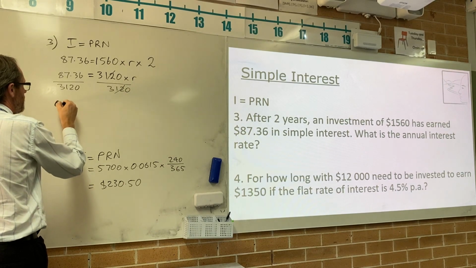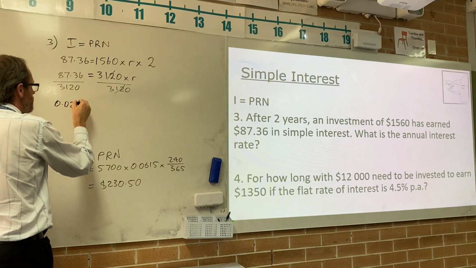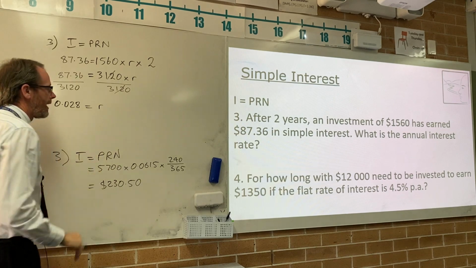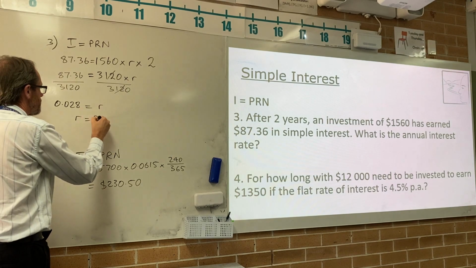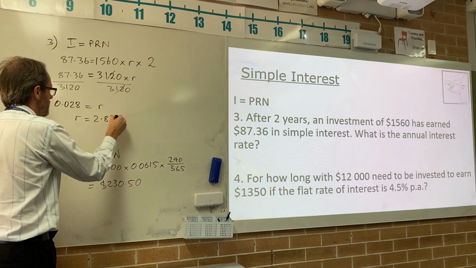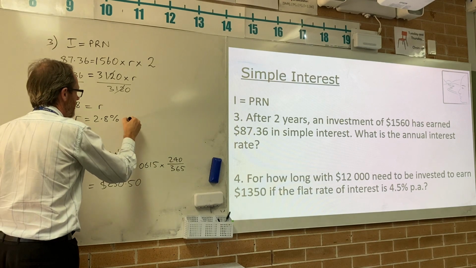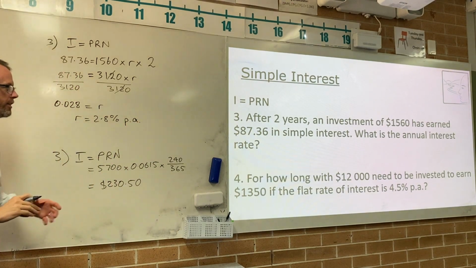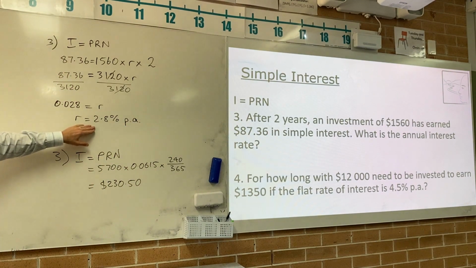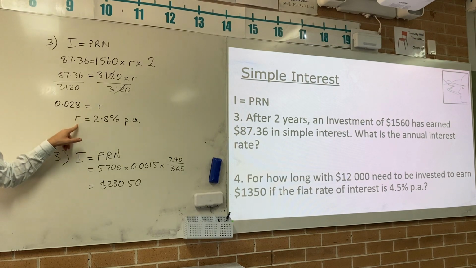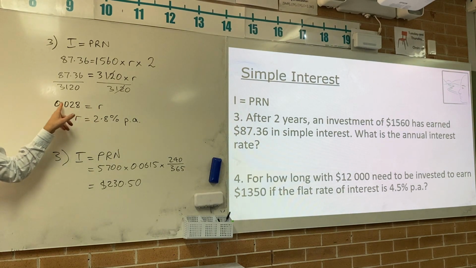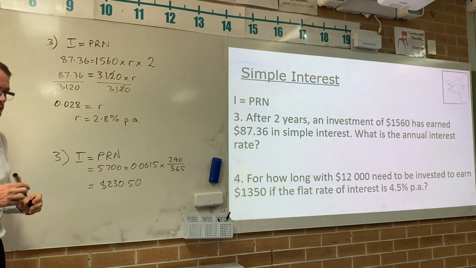So, 0.028 is equal to R. All right? Or R is equal to 2.8% per annum. Okay, that's the interest rate. What is the annual interest rate? 2.8%. So we've just worked back to get that. That's all we've had to do. When I went from there to there, I just multiplied by 100 to get the percentage.